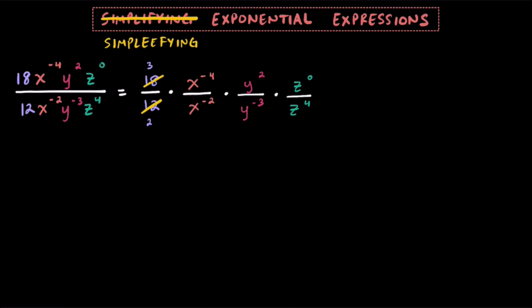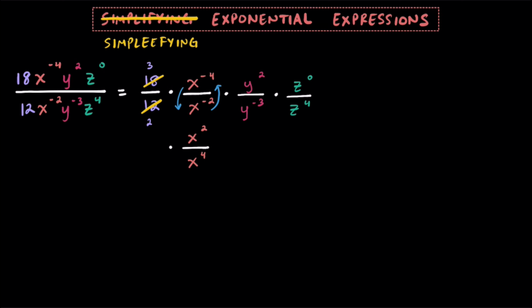Now for the x's, since these can be a little bit more confusing, what I'm going to do here to show you is I'm going to move this x to the negative 2 to the top, and I'm going to move this x to the negative 4 down to the bottom. Now what's going to happen when we do that? When we move the x to the negative 2 up top, it's going to become x to the positive second power, and when we move that x to the negative fourth power to the bottom, that's going to be x to the positive fourth power. So you can go ahead and move those to make those positive exponents.